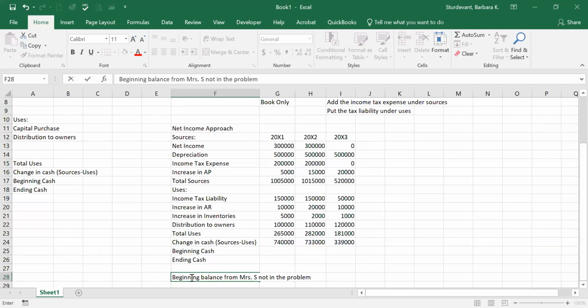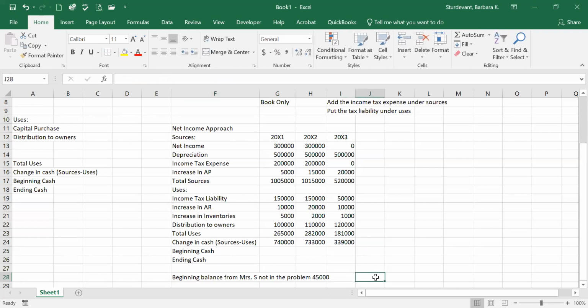And we'll say that they have, I don't know, 45,000. Okay. So what we would do then is take the 45,000. The change in cash is from the total sources minus the total uses. Correct. Okay.